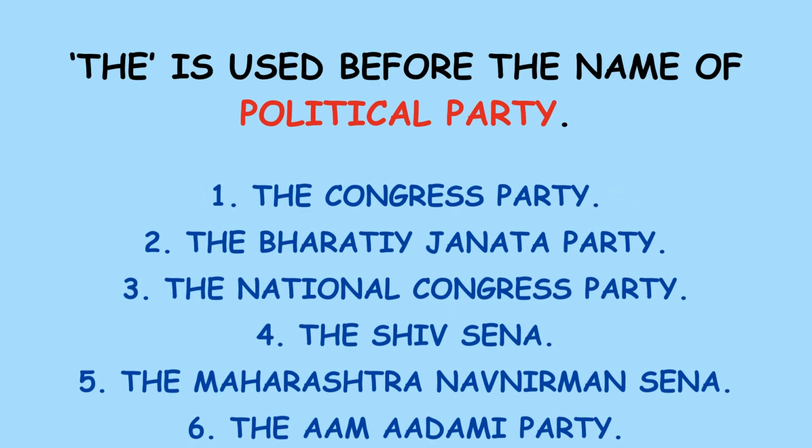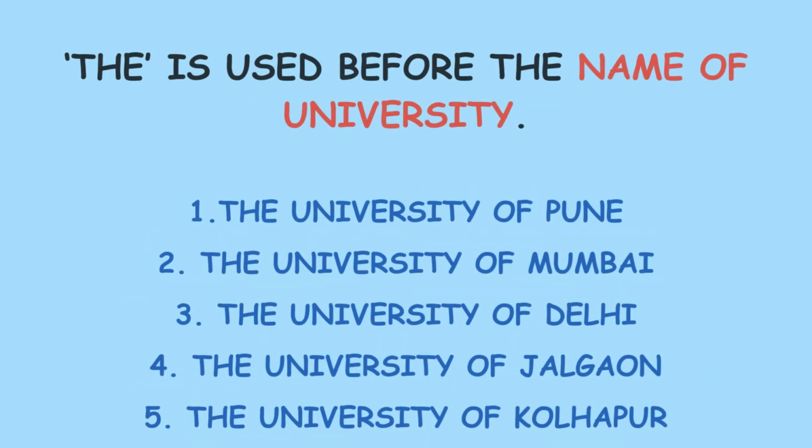At the same time, we use the before the names of political parties. For example, the Congress Party, the Bharatiya Janata Party, the National Congress Party, the Shiv Sena, the Aam Aadmi Party, and the Maharashtra Navanirman Sena. Remember that the is used before the names of universities. For example, the University of Pune, the University of Mumbai, the University of Delhi, the University of Kolhapur, the University of Jalgaon.